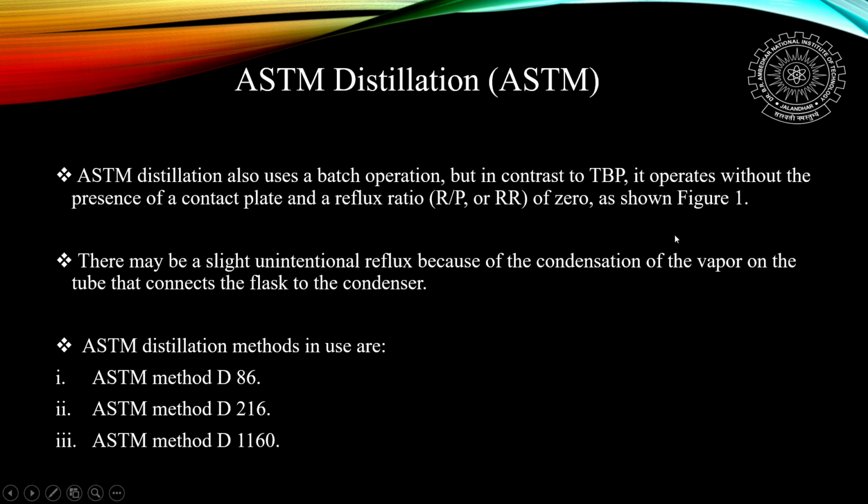Okay, so moving on to the next one, that is ASTM distillation, which stands for American Society for Testing Materials distillation. Basically it is also used as a batch operation, but in contrast to TBP, it doesn't have any theoretical plates and it doesn't have any reflux ratio. We'll see it in the next slides. And basically there are three ASTM distillation methods that we use. First one is ASTM method D86, second one is ASTM method D216, and the third one is ASTM method D1160. But we mostly use only the first one and the third one.